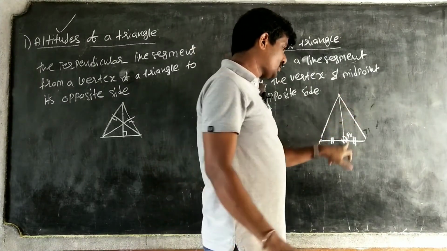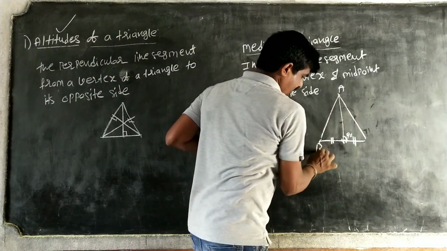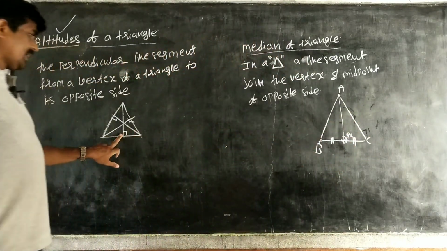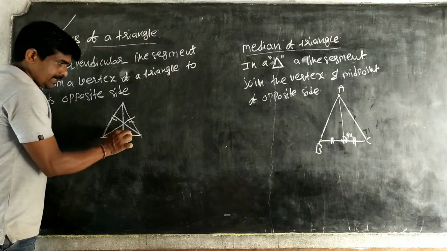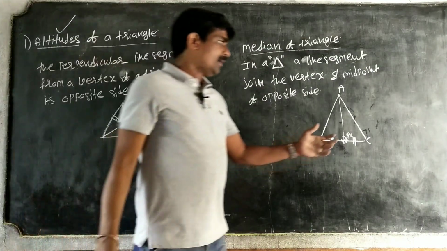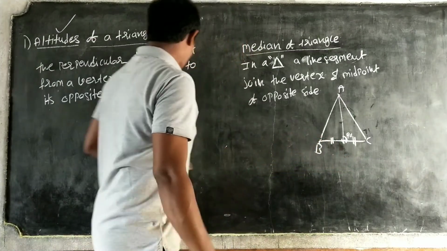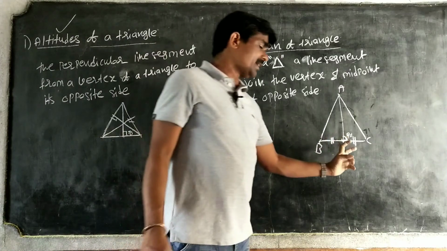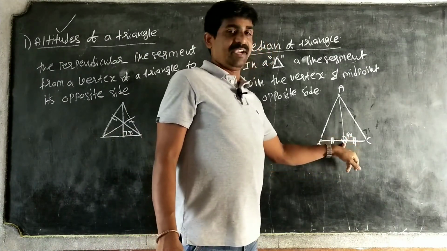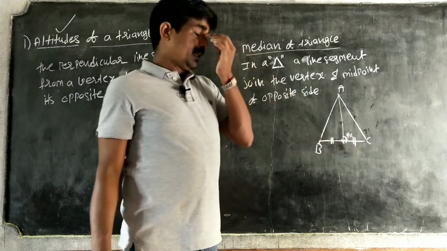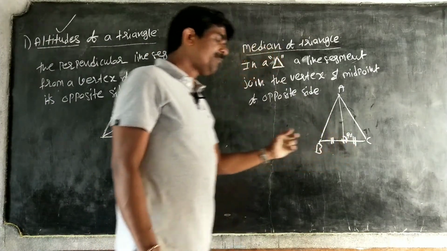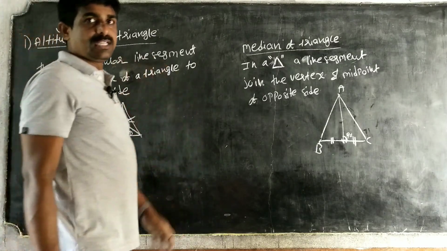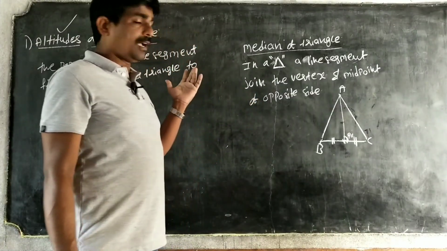Here, vertex to this distance, A, B, C. In the altitude it is exactly 90 degrees, but in the median it is not 90 degrees. Here both sides may or may not be equal, but in the median both sides are equal, because it is a midpoint. In the altitude it is 90 degrees. Both line segments come from the opposite vertex. These are some properties of a triangle.